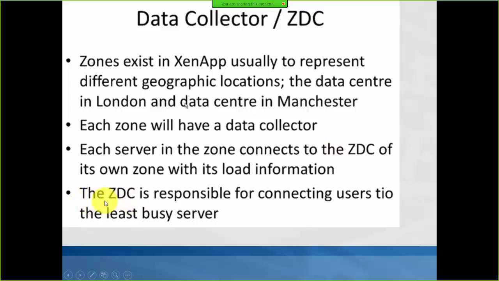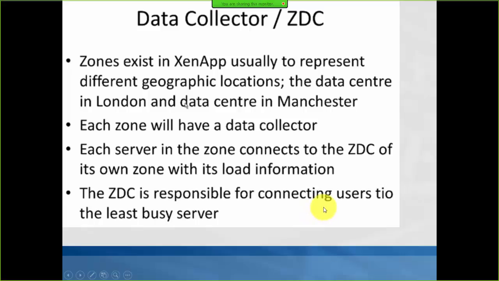But what is the ZDC doing? The ZDC is responsible for connecting users to the least busy server. Can anyone tell me what's the significance of this? It's a very easy question. But can anyone tell me, after seeing all this, what is the main purpose, or the big benefit for us?